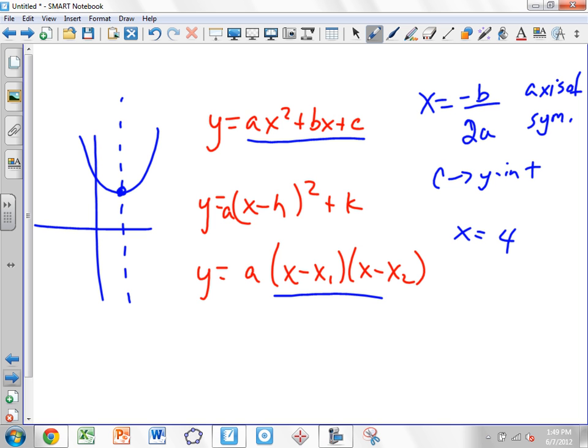This line could be x equals 4 right here. Here's 1, 2, 3, 4. How do I find the vertex of the parabola now? Yeah, you need to know the y coordinate, right? So what do you do with the 4? Where? Equation. For A, B, C, X, Y.